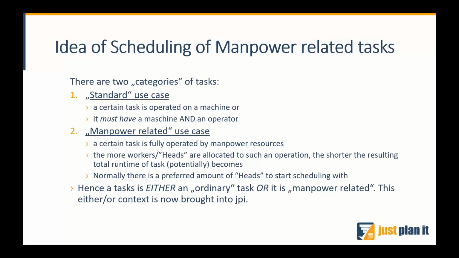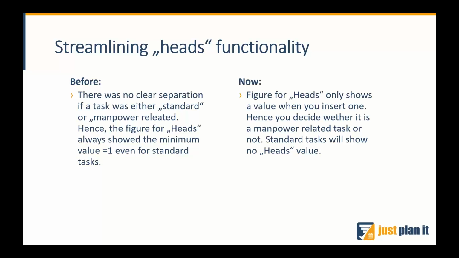And this either-or relation we have now brought into JustPlanet. So what does that mean? Before, we had no clear separation. Even if it was a standard use case and a certain task was operated on a machine, the heads value showed a 1. So there was 1 head, even if it was 1 machine. So that was not really consistent. And we decided to enhance and streamline this. So now you will just see a heads value if you insert one.